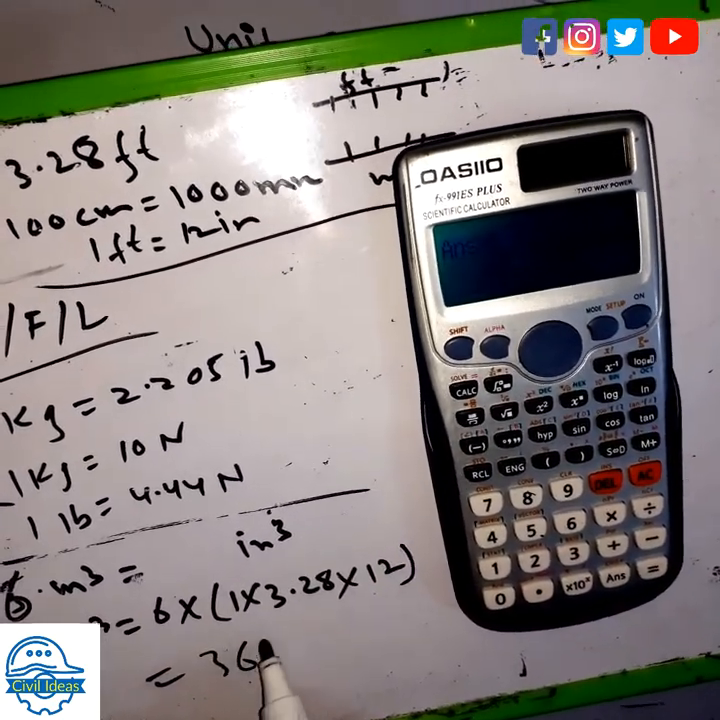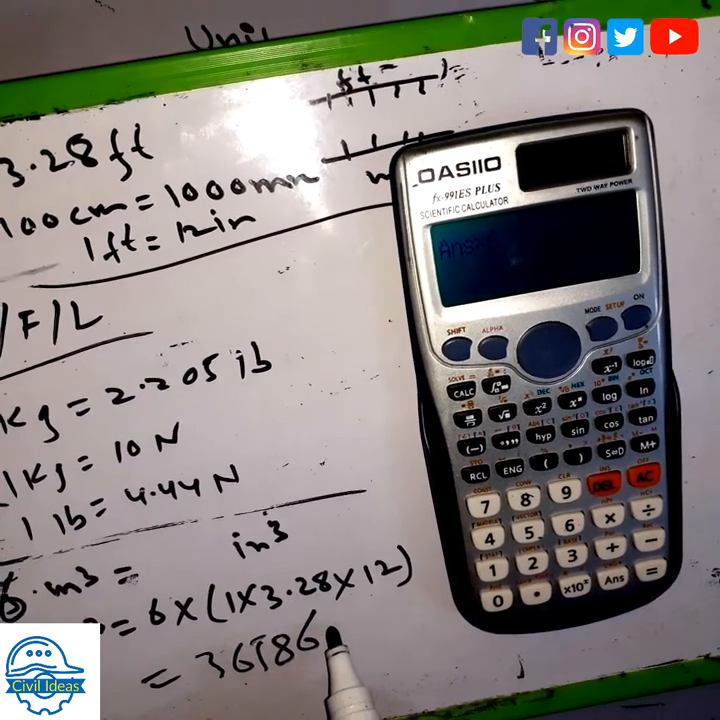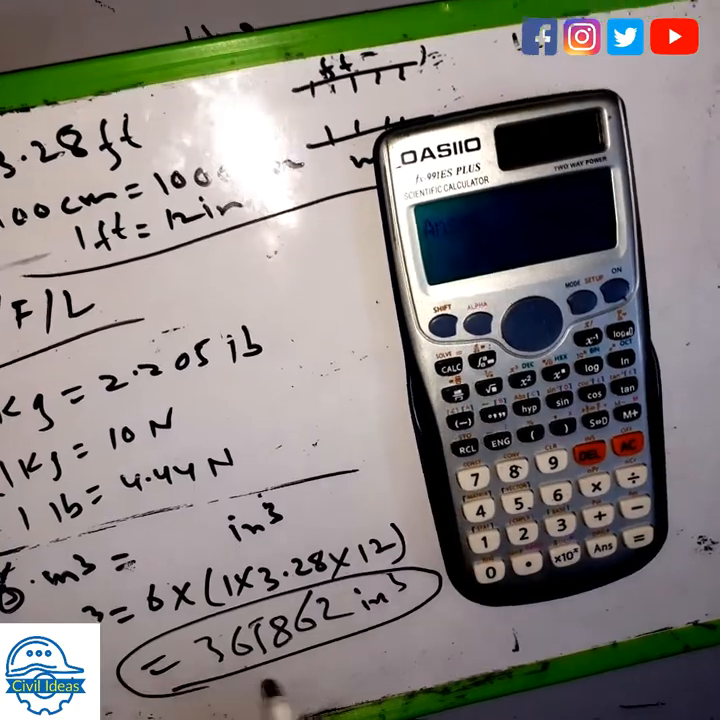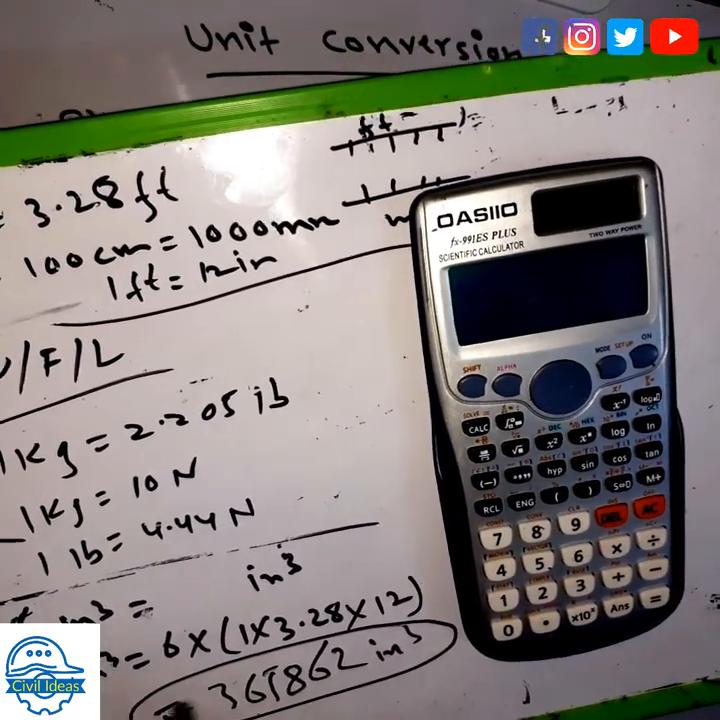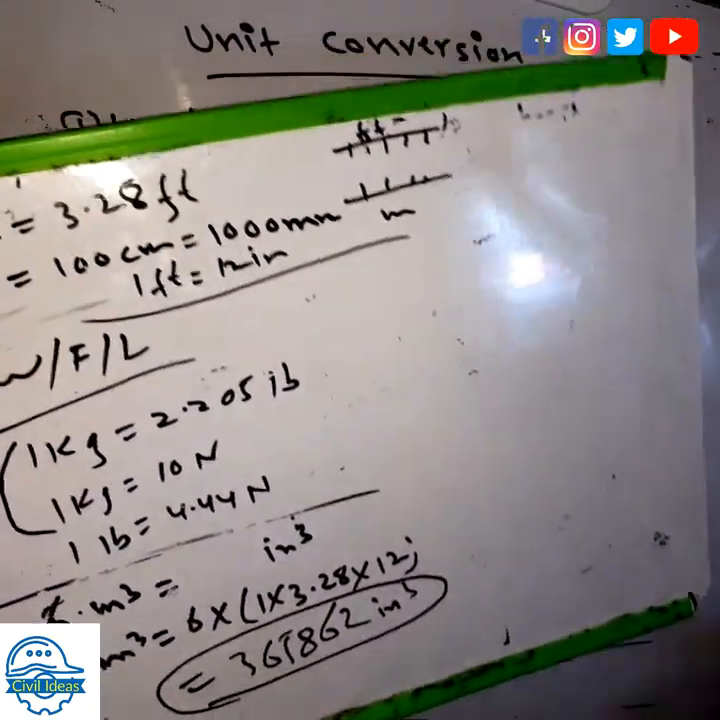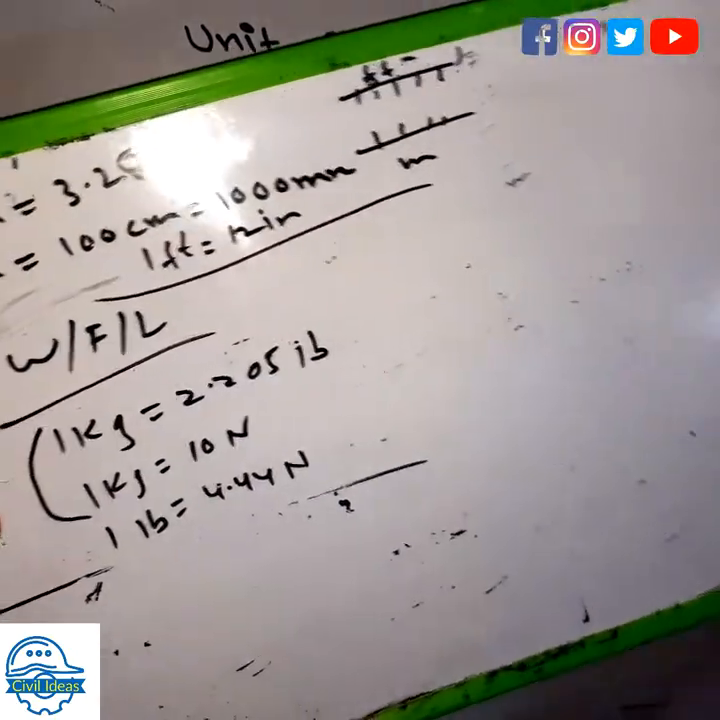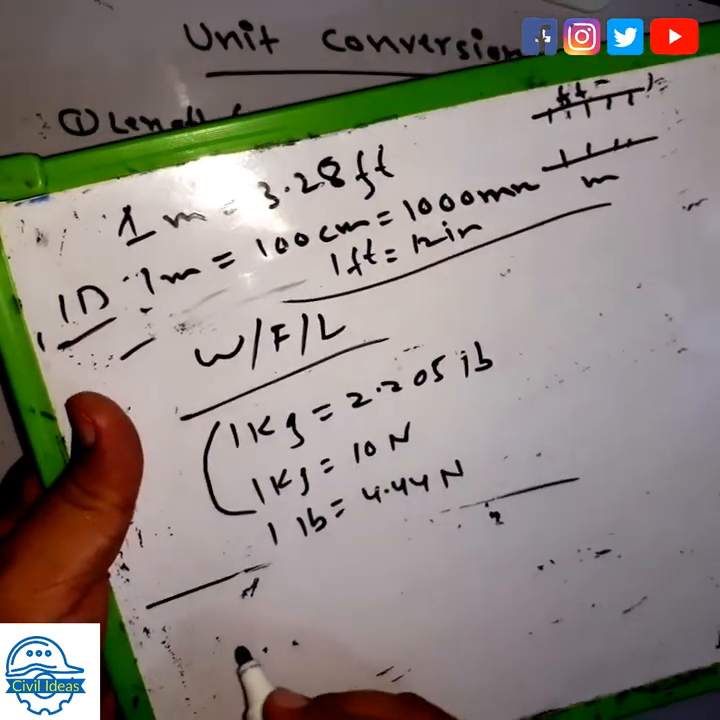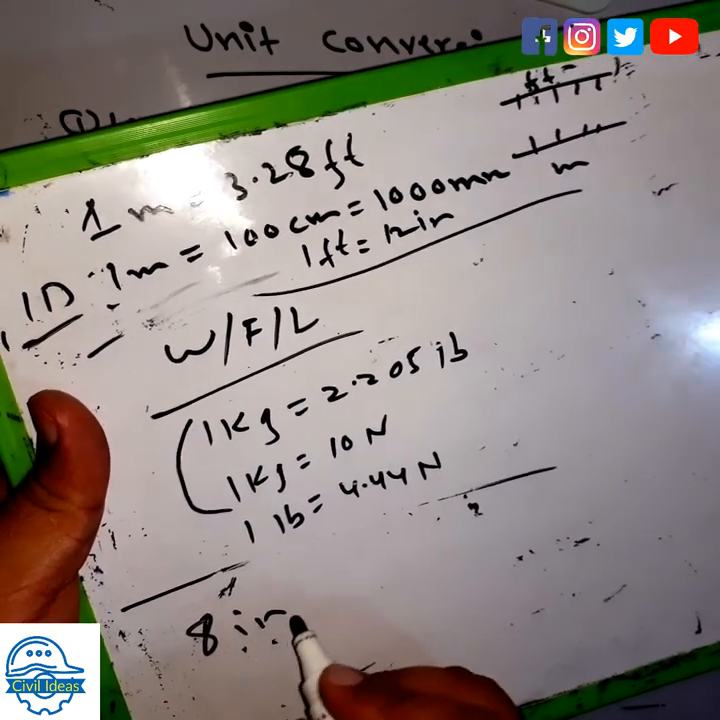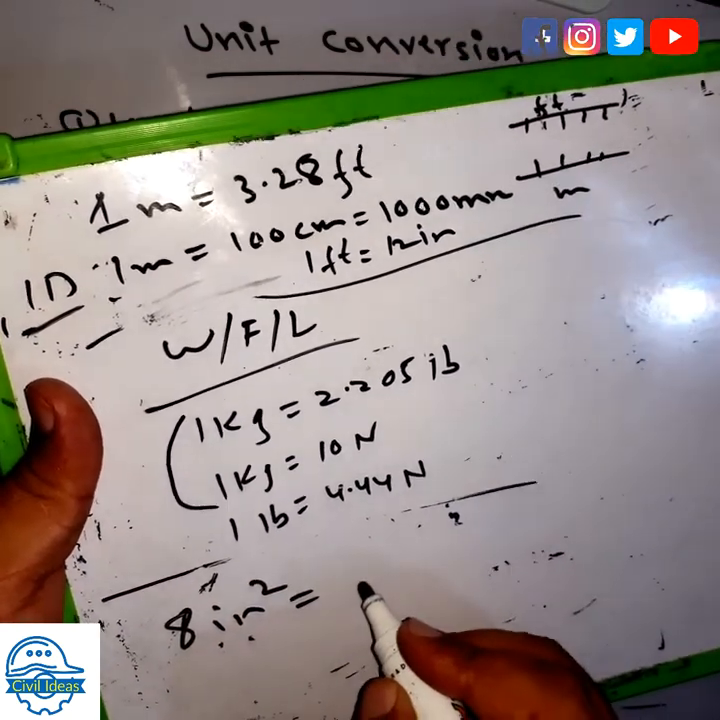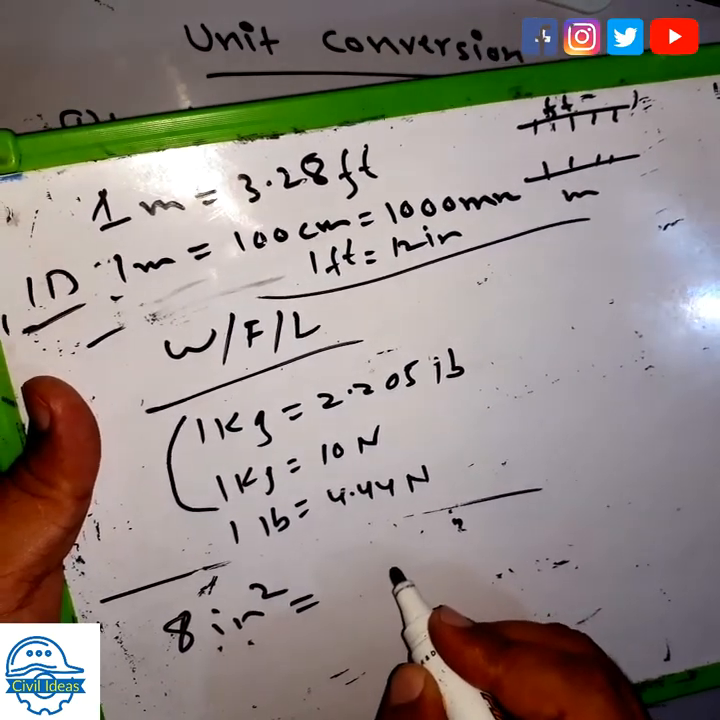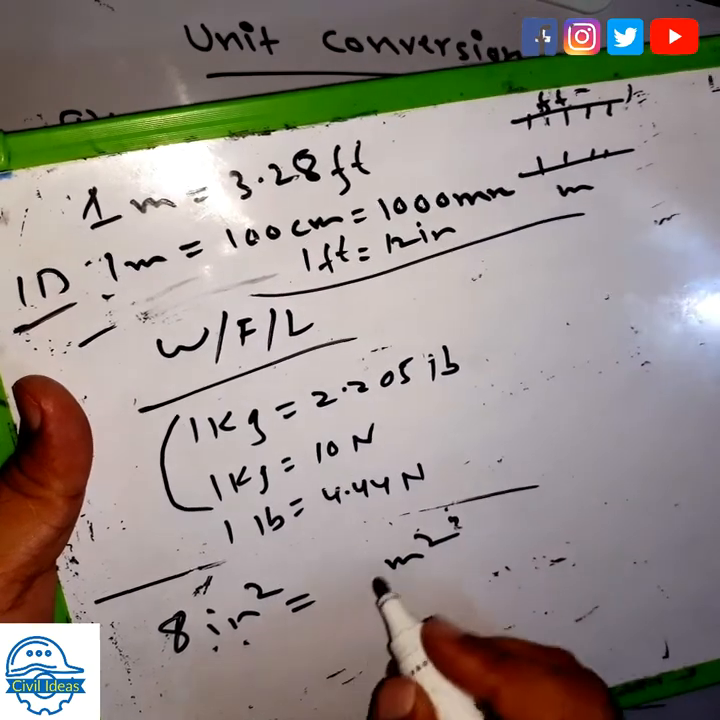So 36,562 cubic inches. So this is how you can convert 6 cubic meters into cubic inches. And the same way you can take any other value, like 8 square inches into square meters. How can you convert it?